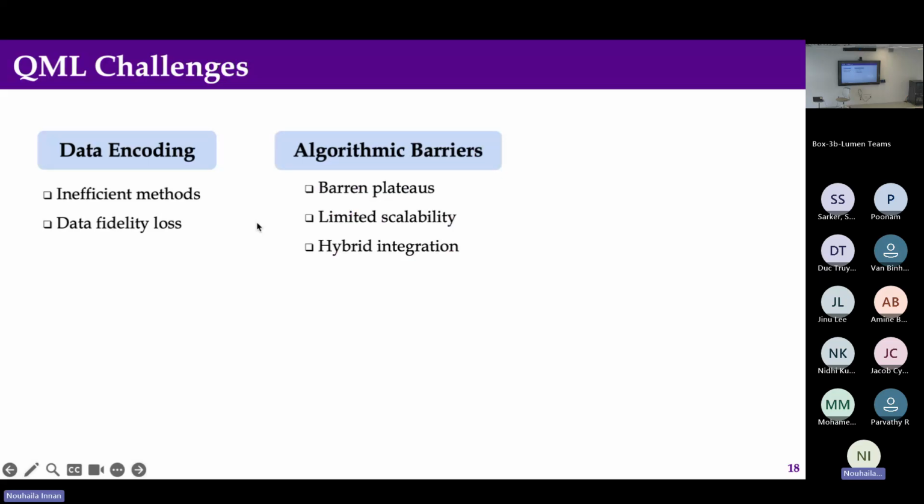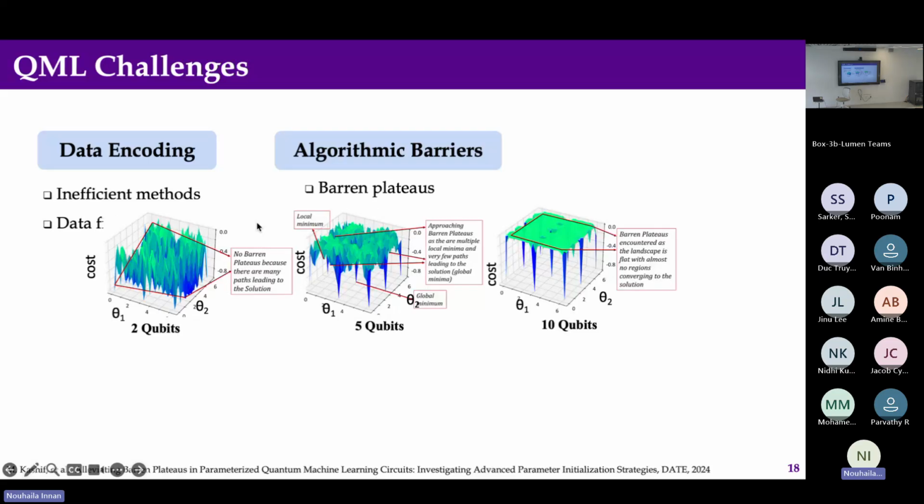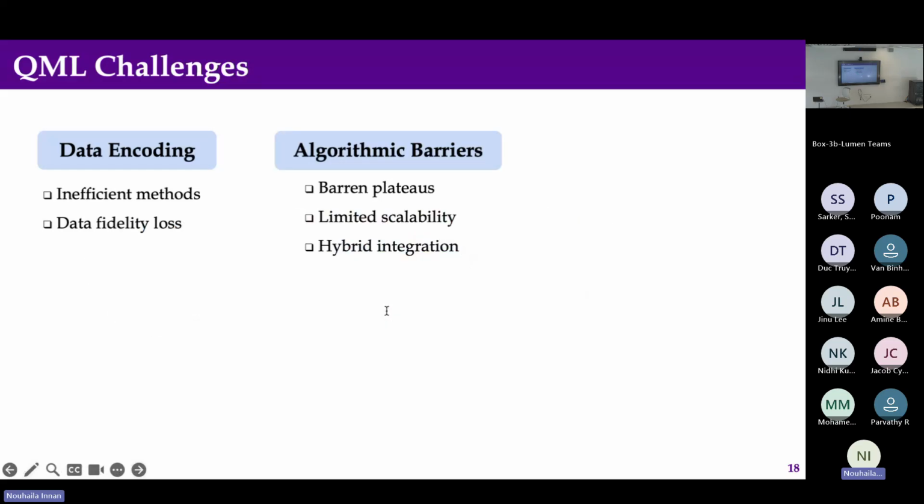Another challenge, which is the algorithmic barriers. So we have barren plateaus. Barren plateaus, usually if you increase the number of qubits and sometimes the number of layers, the gradient or the loss gradients vanish as the circuits become deeper, making the optimization nearly impossible. So the scalability is also a problem.